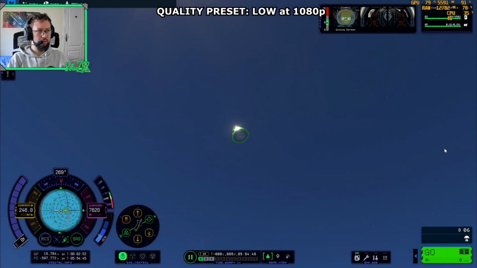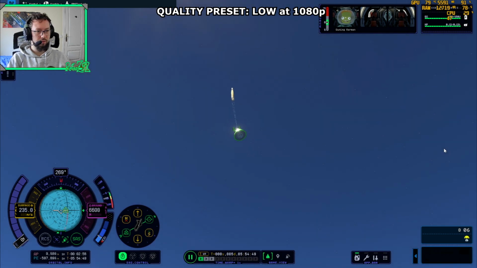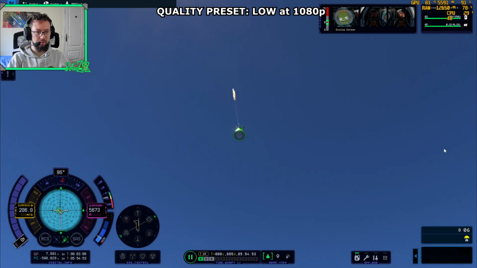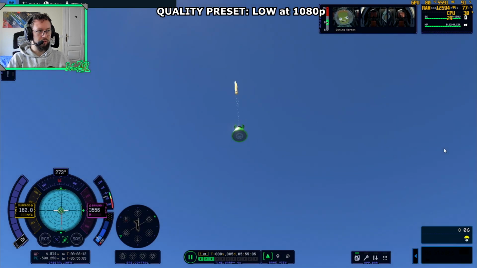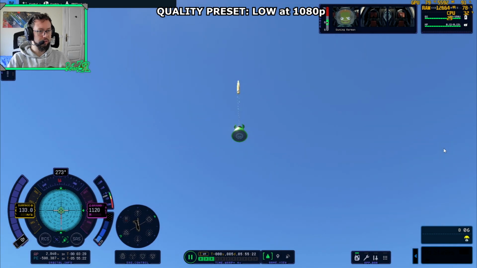Let's slow down the time warp, and they go up to 246. Let's deactivate the SAS. And restart the time warp, which obviously drops the FPS by a significant amount.